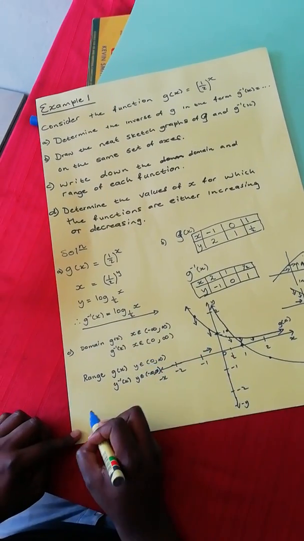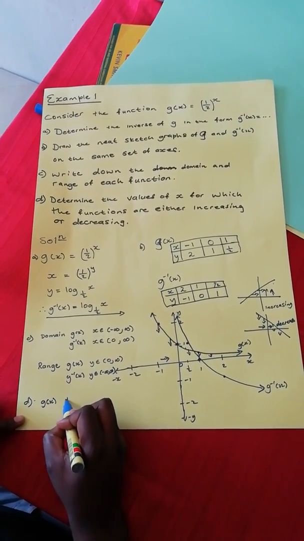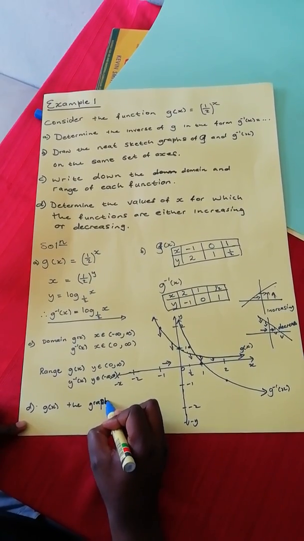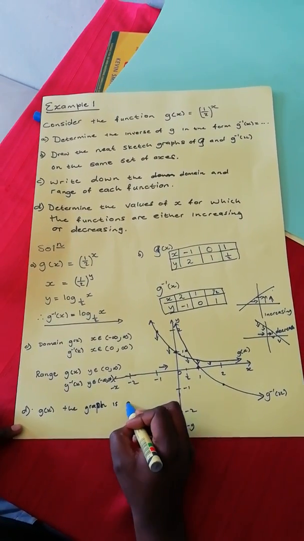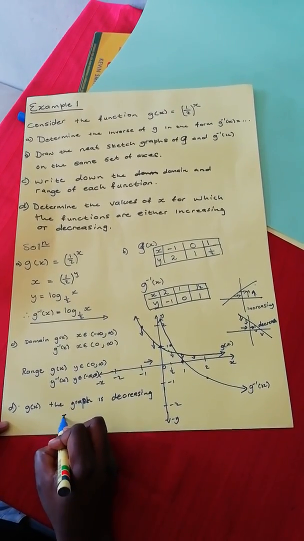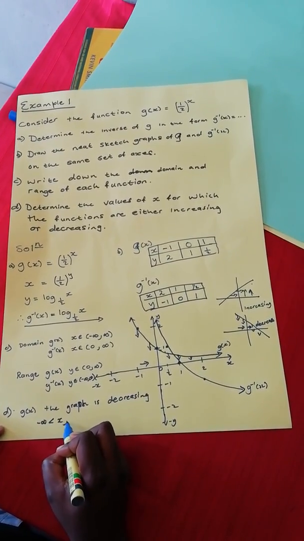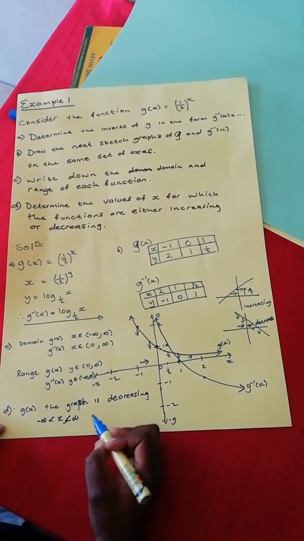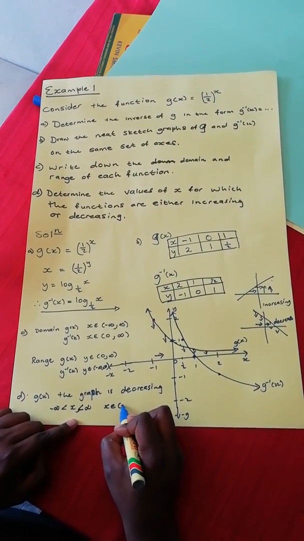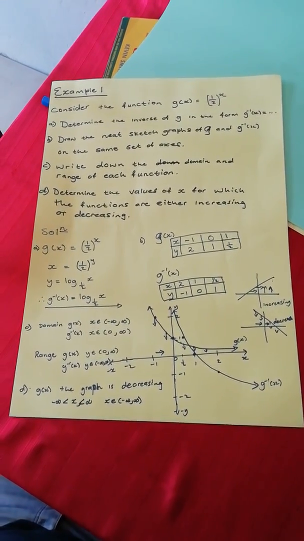So our graph for g of x, the graph is decreasing between x is from negative infinity to positive infinity, or between x is an element from negative infinity to positive infinity. Now let us check its inverse.